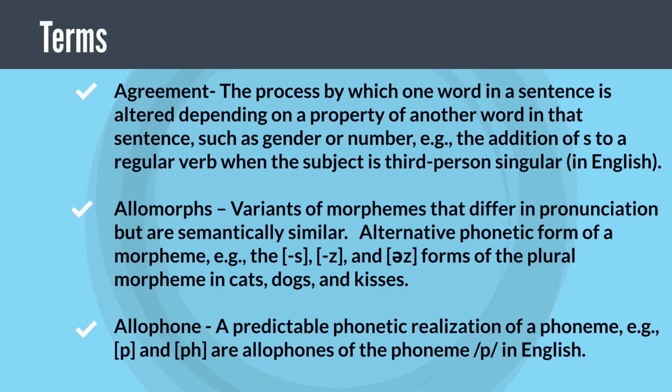Allomorphs, variants of morphemes that differ in pronunciation but are semantically similar. Alternative phonetic form of a morpheme. Example, the s, z, and iz forms of the plural morpheme in cats, dogs, and kisses. Allophone, a predictable phonetic realization of a phoneme. Example, p and p-h are allophones of the phoneme /p/ in English.